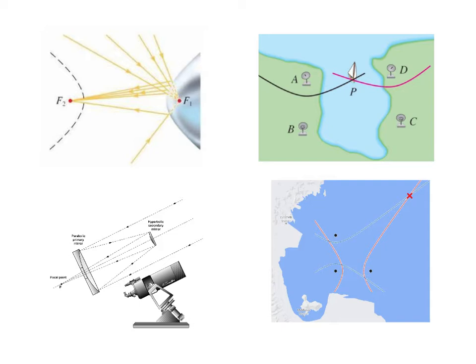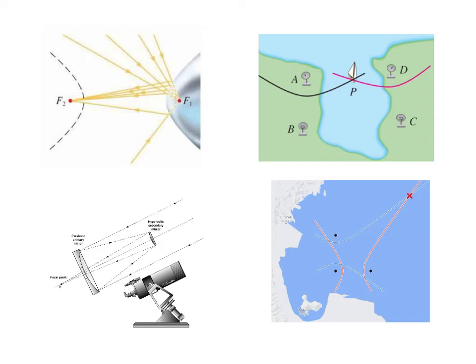And the same thing happens in reverse. If we have any light that's moving in directly towards this one focus, it will get reflected off of that hyperbola, that branch of the hyperbola, and it will be reflected directly into the other focus.